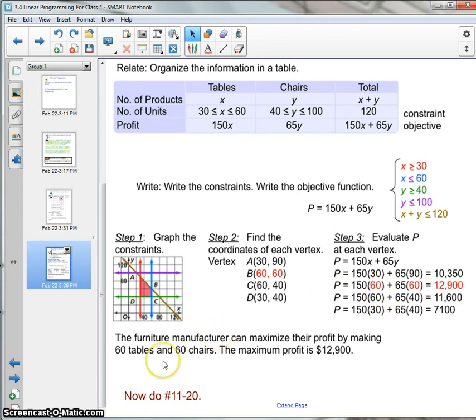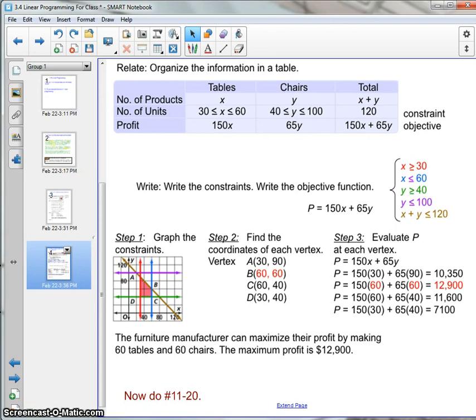So we wrap it up here in a sentence. The furniture manufacturer can maximize their profit by making 60 tables and 60 chairs. And we know this amount from our vertex. Okay, our x represented our tables and our y represented our chairs. And we found that we can make the most profit here if we have 60 of each. And then we also wrote the maximum profit is $12,900.